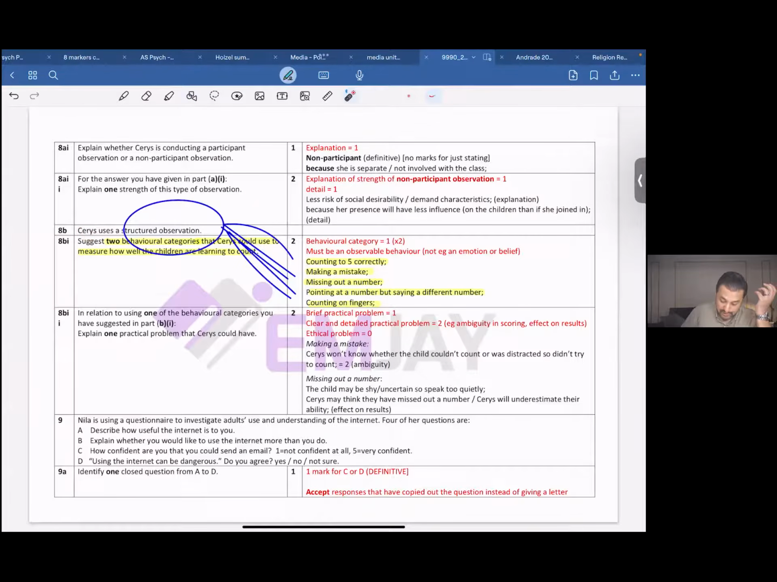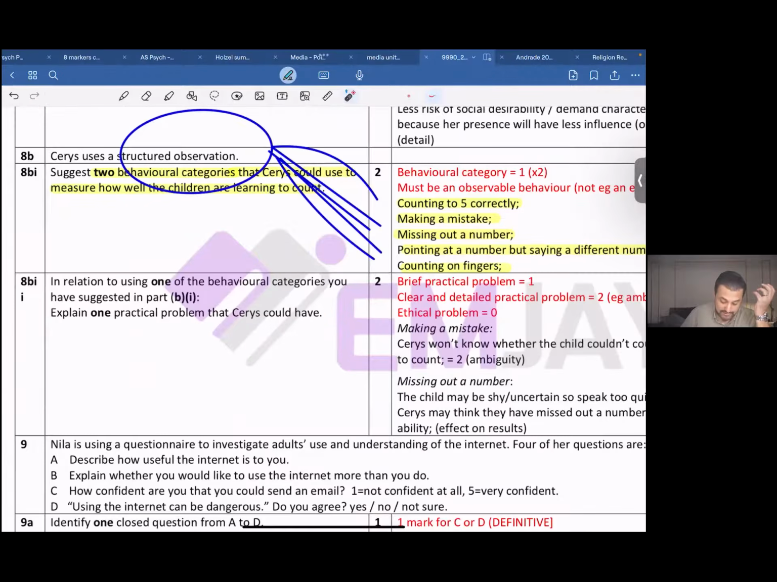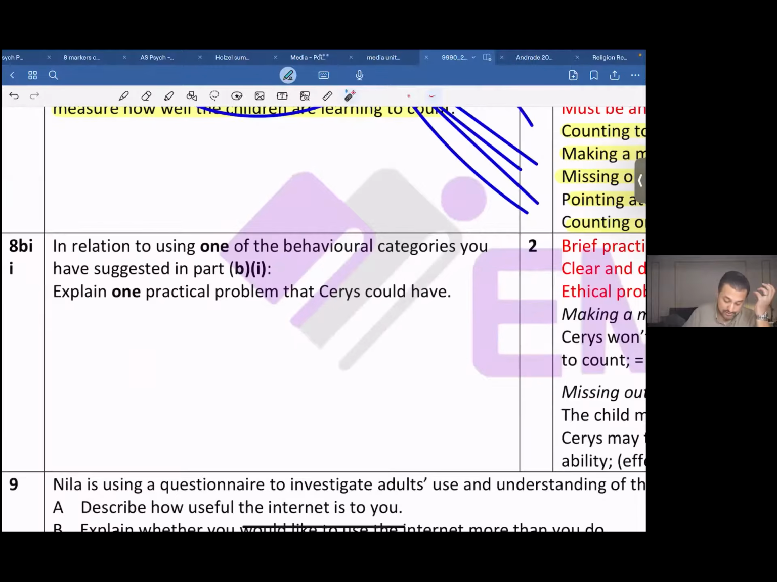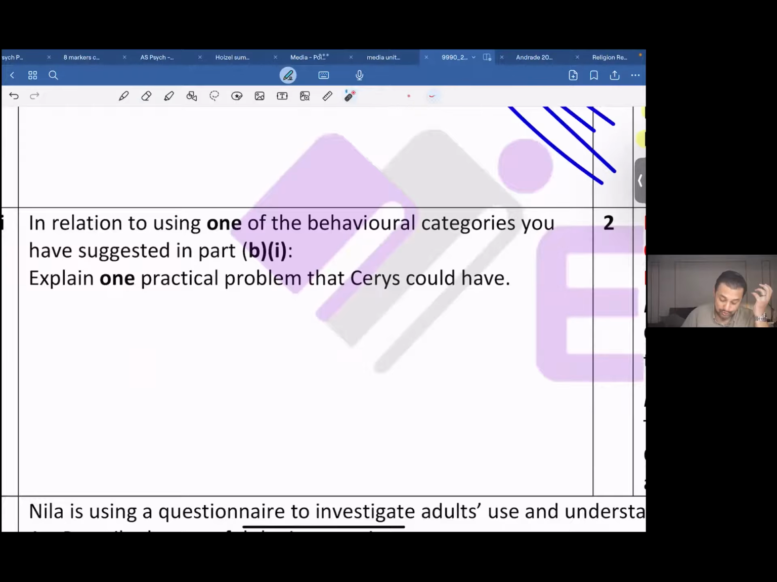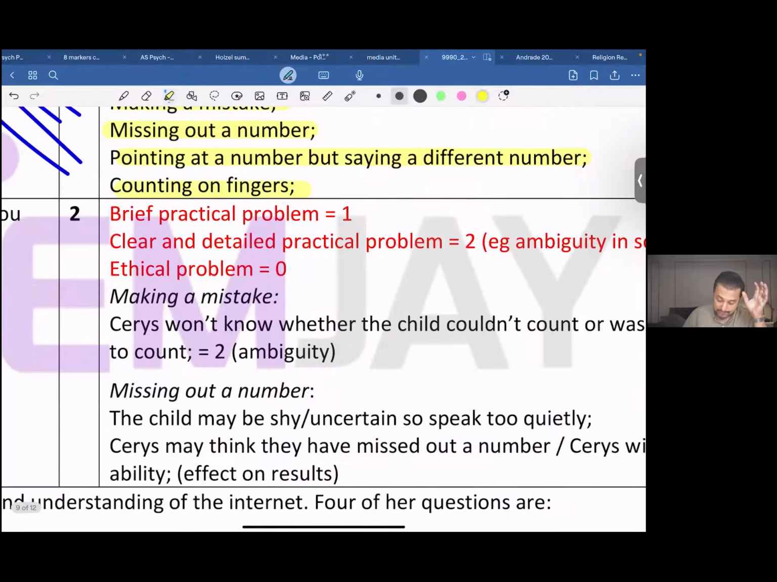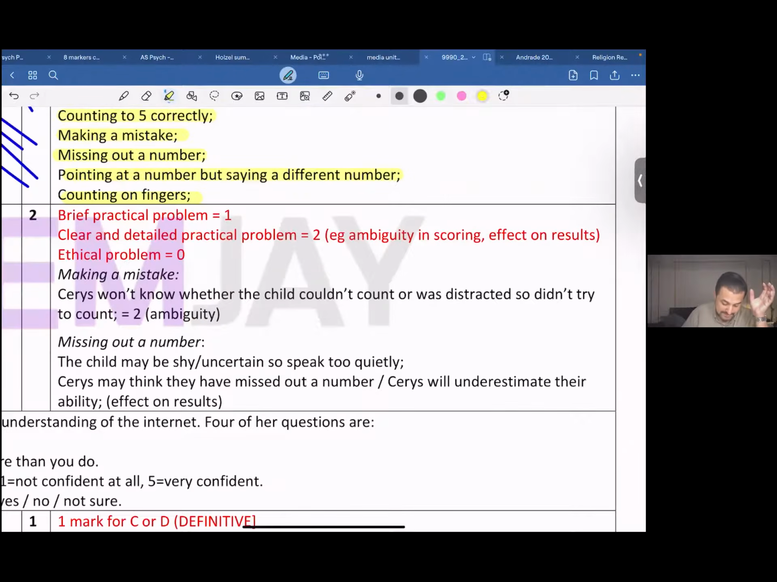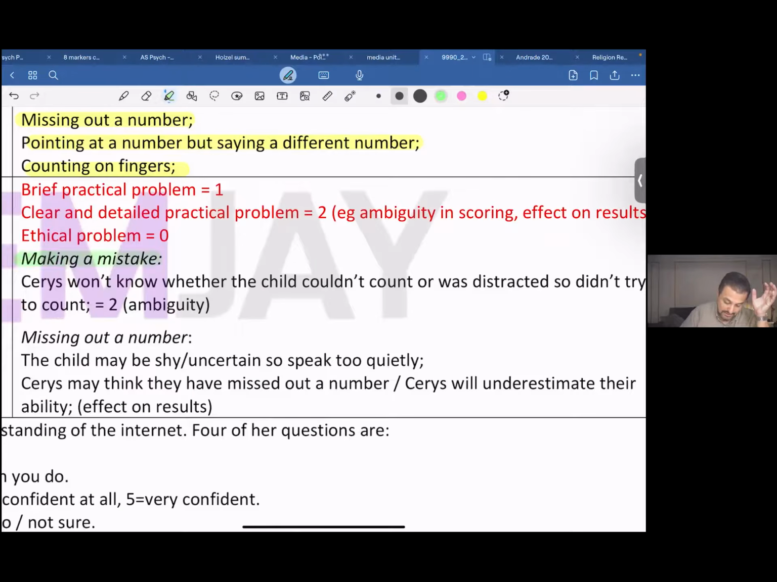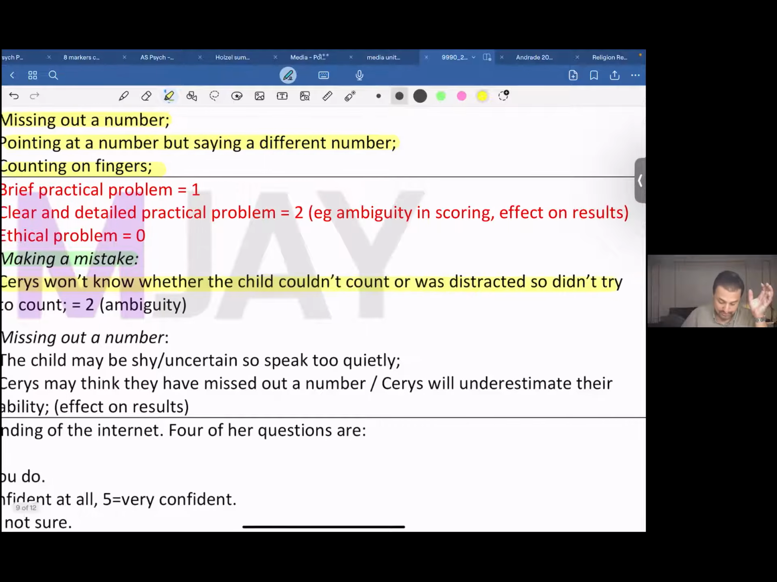Moving on to question number 8b, which again is a 2-mark question. This says, in relation to using one of the behavioral categories you have suggested in part B, explain one practical problem that Keris could have. A practical problem that you could have is making a mistake. Keris won't know whether the child couldn't count or was distracted, so didn't try to count.